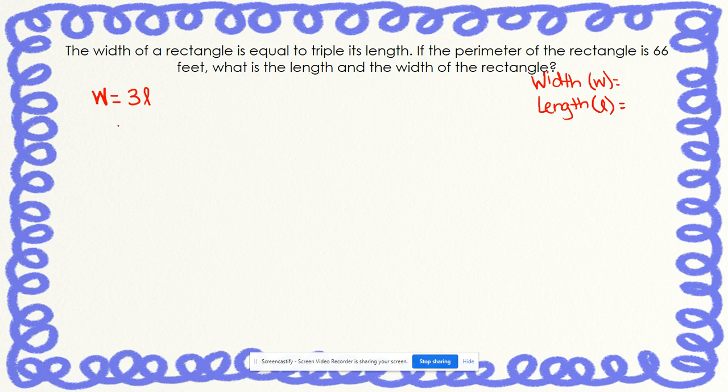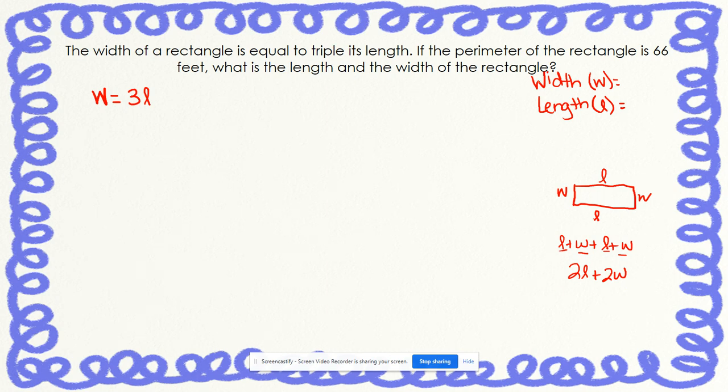Well, if I write P equals 66, that doesn't help me because I need an equation that has W and L in it. But if I think about what I know about the perimeter of a rectangle, if this is the width and this is the width, and this is the length and this is the length, if I were finding the perimeter, I would add all of these together. So I would do length plus width plus length plus width. And if I simplified that, I would have 2 L's and then I would have two W's. So two L's plus two W's gives me the perimeter of a rectangle.